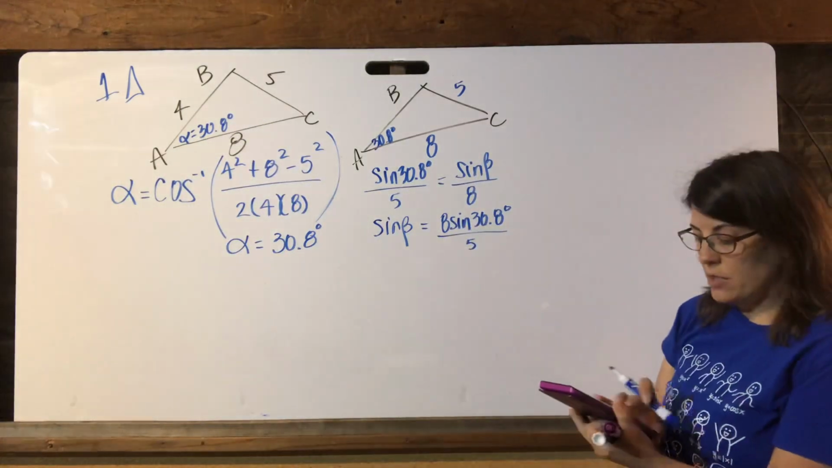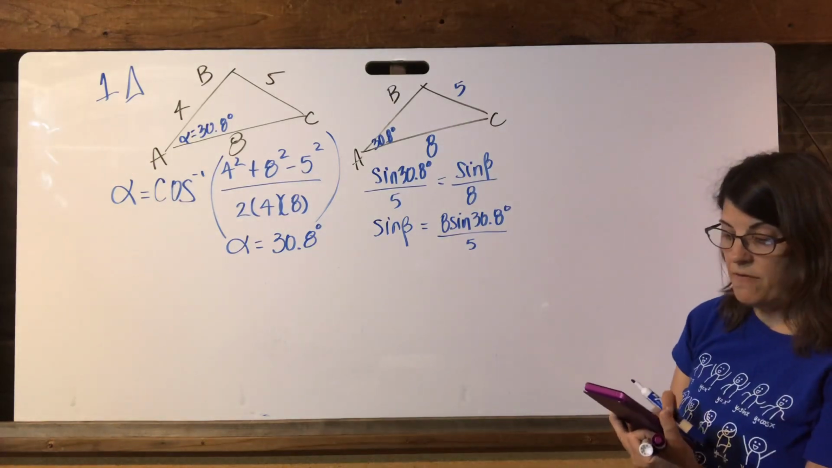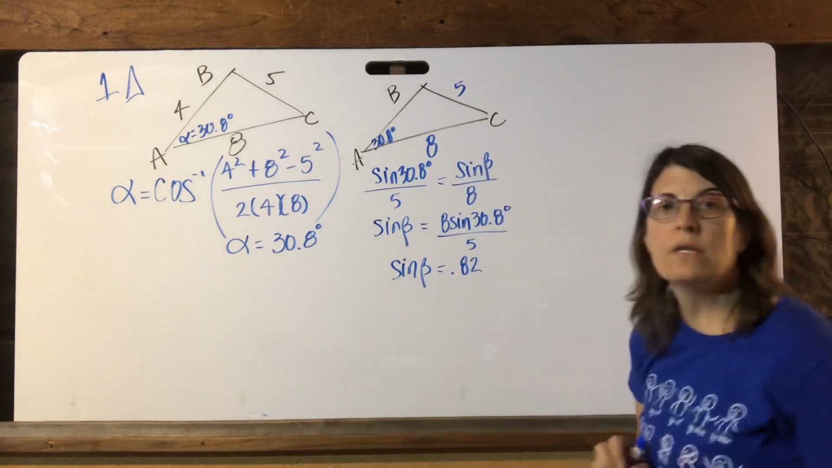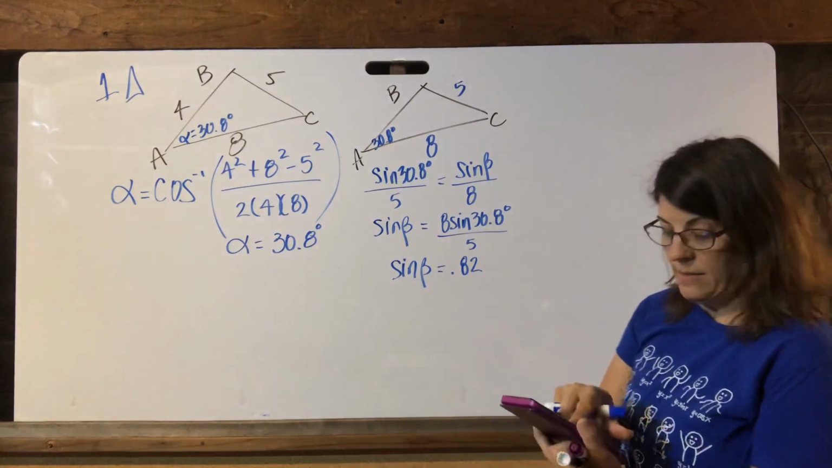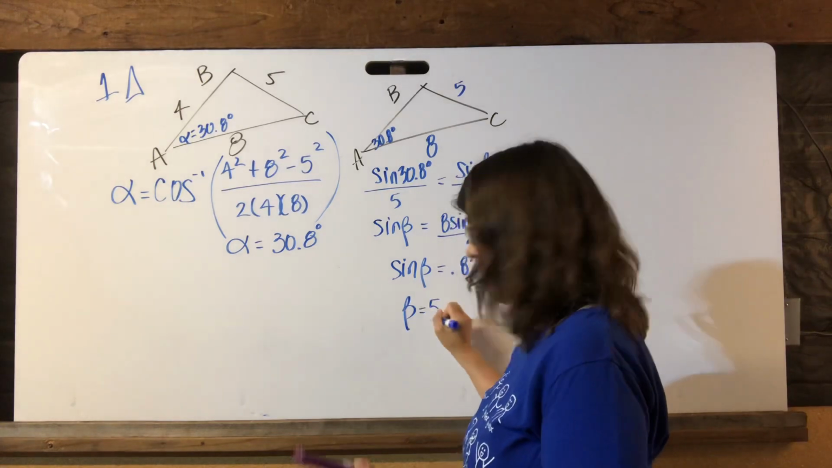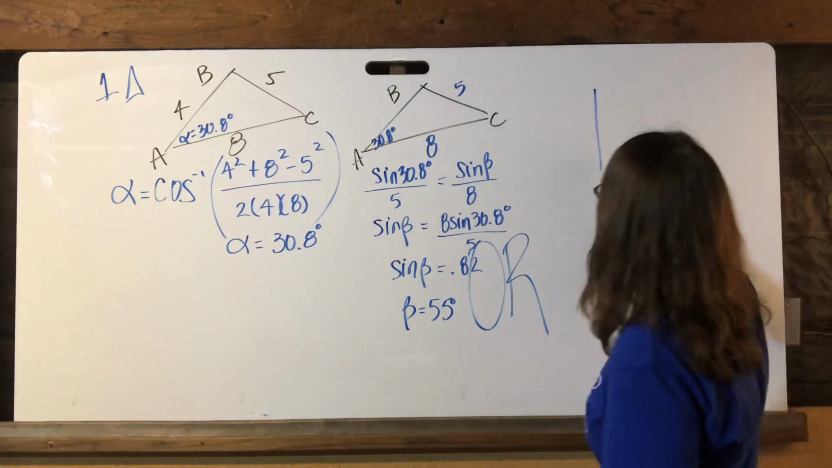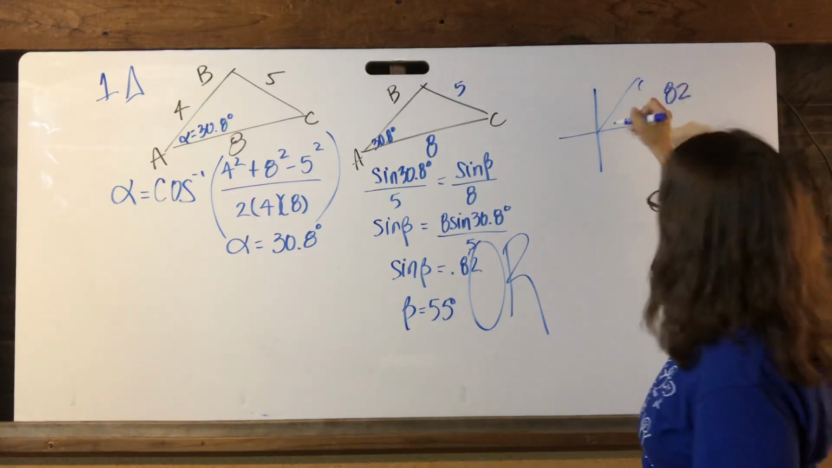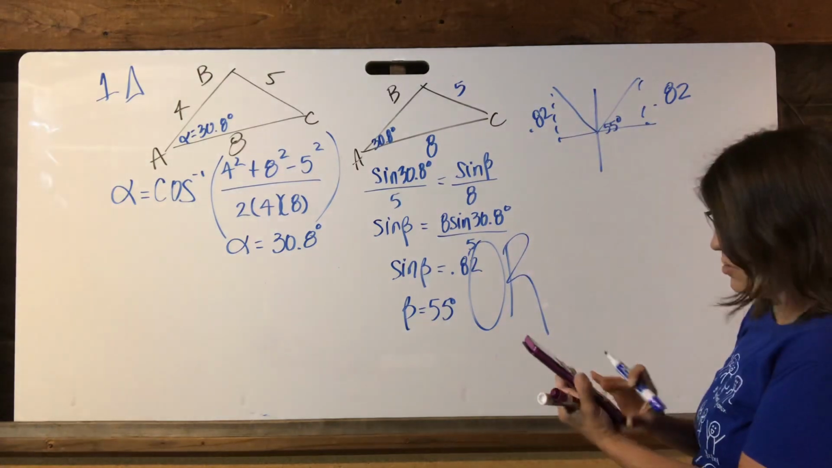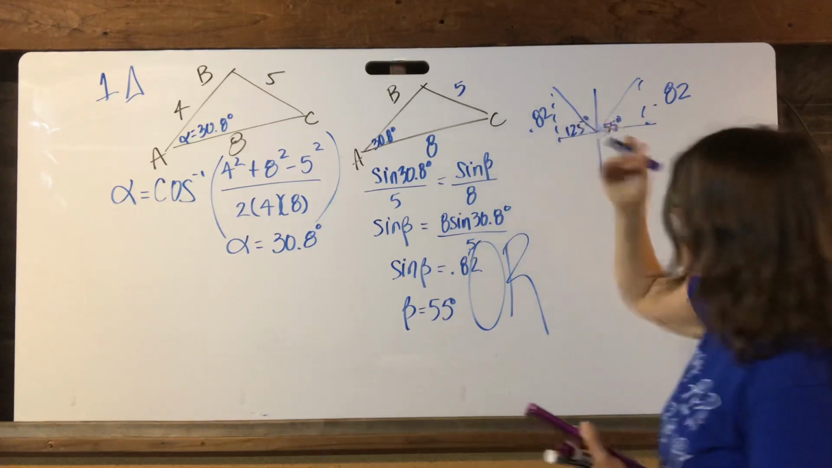Multiplying through by denominators, yada yada. Okay, so 8 times the sine of 30.8 divided by 5. This says that the sine of beta is 0.82. The numbers in my calculator. Okay, second sine, second answer, and you get 55. Or 0.82 in the first quadrant, which is 55 degrees. Or 0.82 in the second quadrant, which is 124, 125. They both fit.